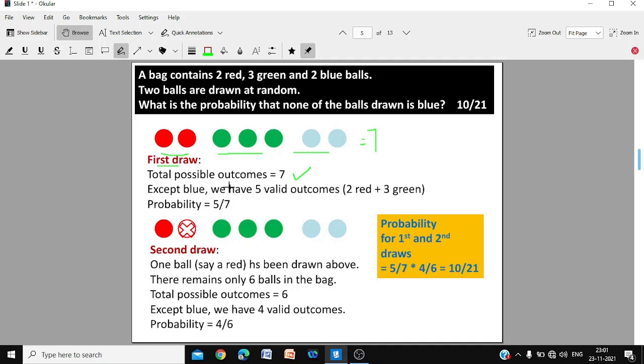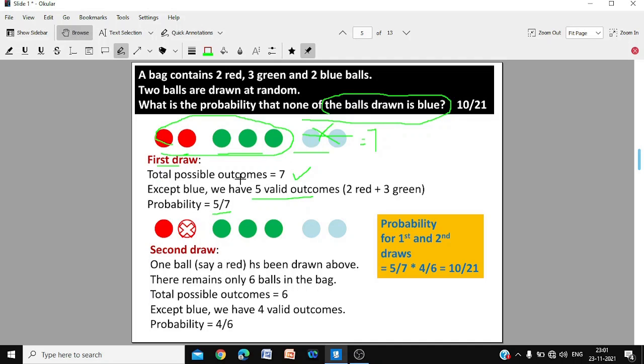Now except blue, because you want that none of the ball should be blue. You do not want blue ball. So except blue, if you strike out these 2 blue balls, you have remaining 5 valid outcomes. We have here 2 red and 3 green, that is 5 possible outcomes. So the probability is 5 out of 7, or 5 upon 7.